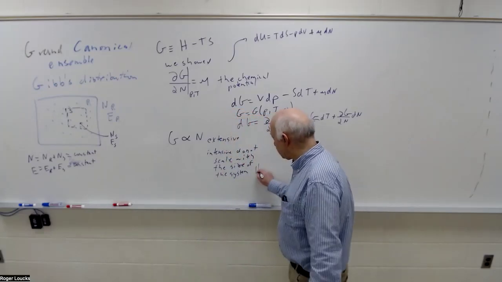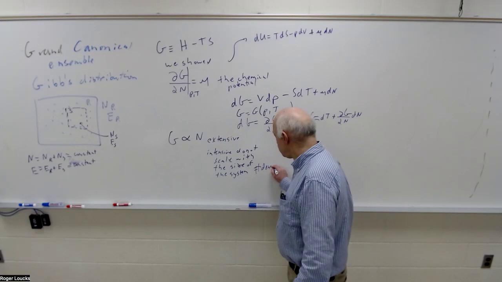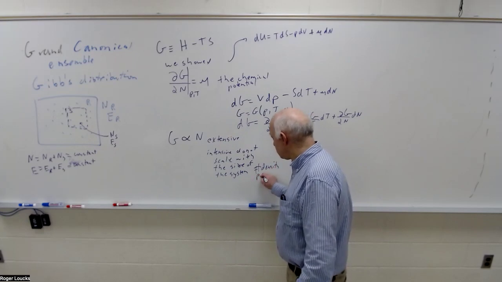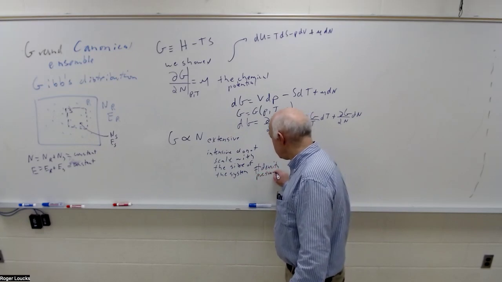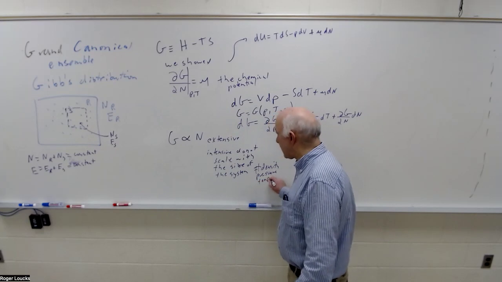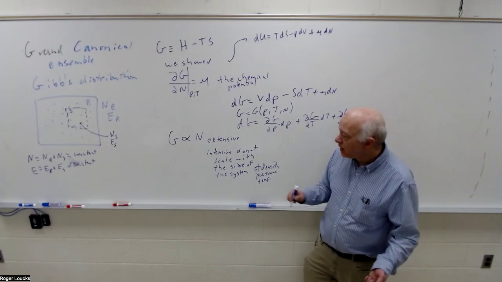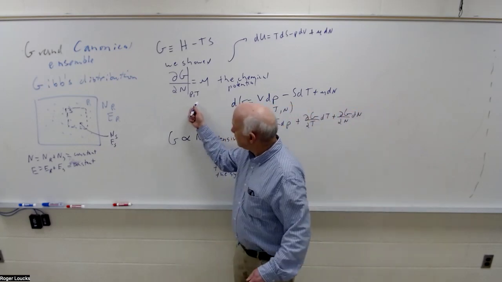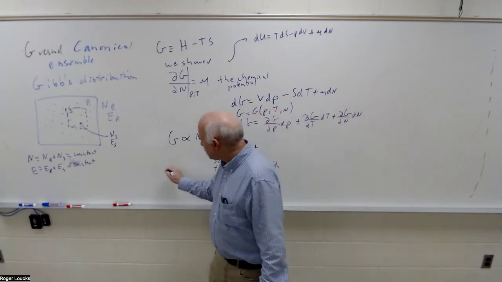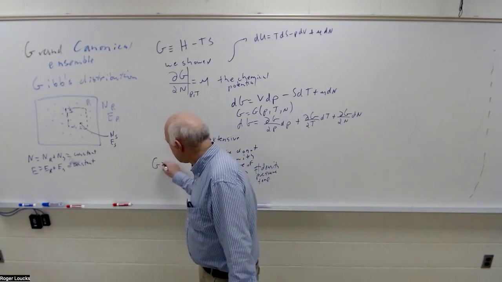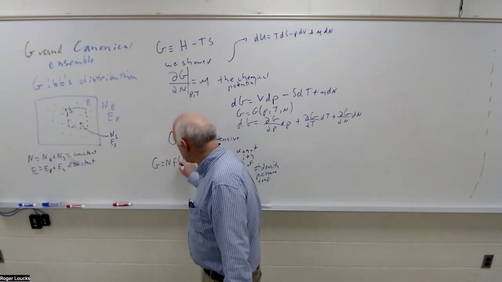So we said number density, pressure, temperature, things like that. Now, why did we make use of this then? Because I could say, and this is the important piece here, I could say that this G here is going to be some N times some function of P and T.